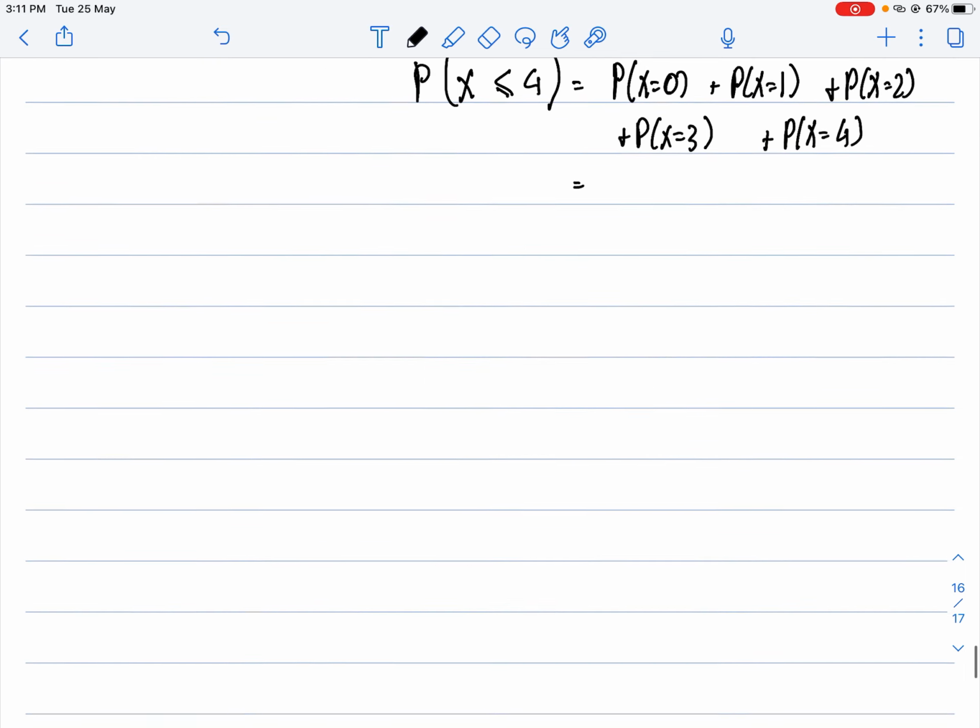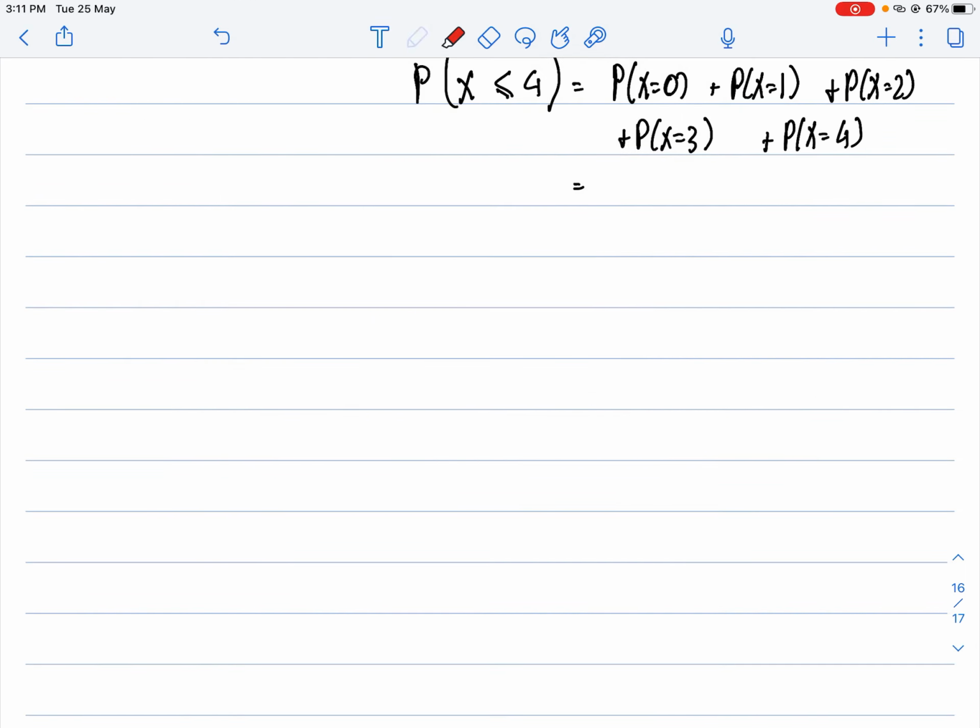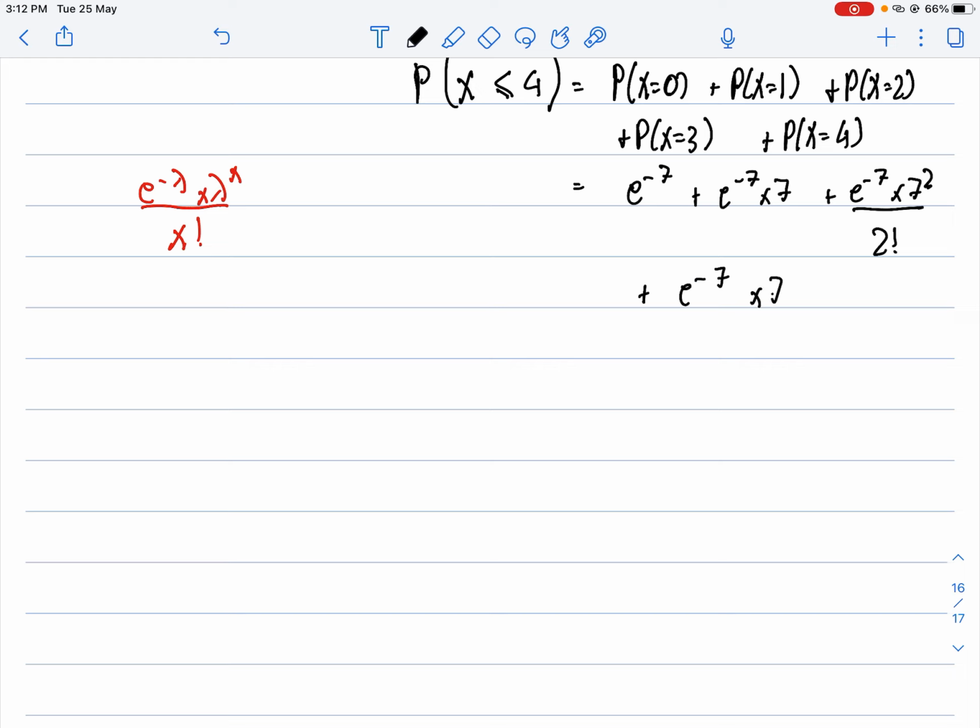I know the formula, as I said in part 1 also: it's e raised to minus lambda into lambda raised to x over x factorial. So now I can write this as e raised to minus 7 plus e raised to minus 7 into 7 plus e raised to minus 7 into 7 raised to 2 over 2 factorial plus e raised to minus 7 into 7 raised to 3 over 3 factorial plus e raised to minus 7 into 7 raised to 4 over 4 factorial.